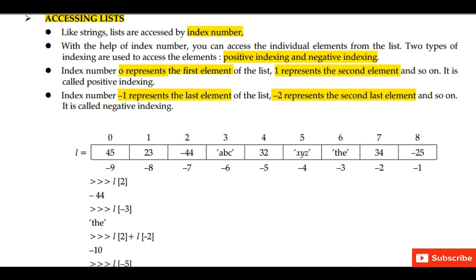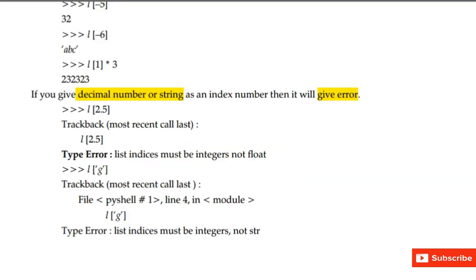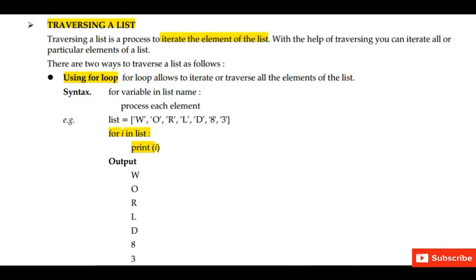Next, we can also add and display the list elements. Like in this example, we have written L, in the bracket we will write 2, plus L, in the bracket we will write -2. So -44 plus 34, that is equal to -10. If you give a decimal number or string as an index number, then it will give an error. For example, we have written L, in the bracket we have written 2.5, so it will display an error. Next topic is traversing.